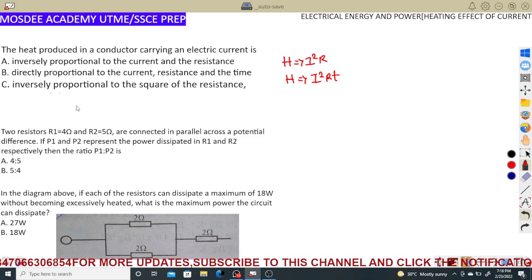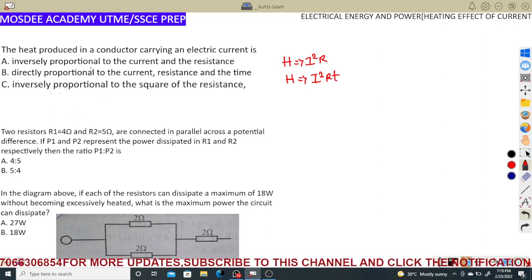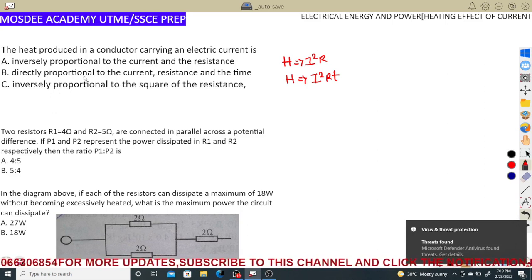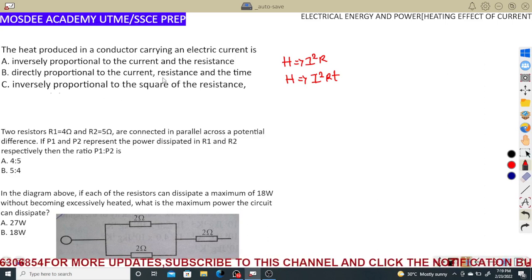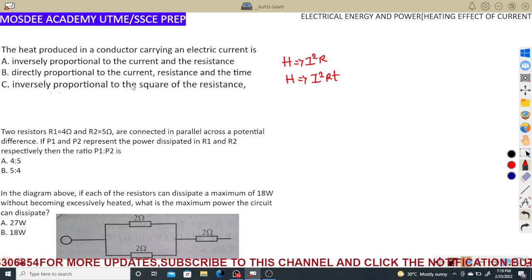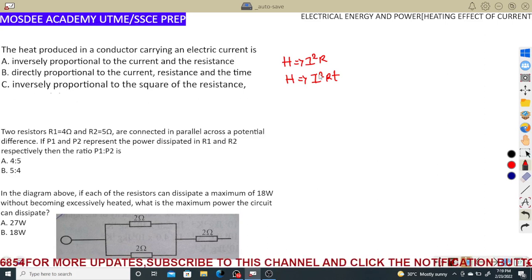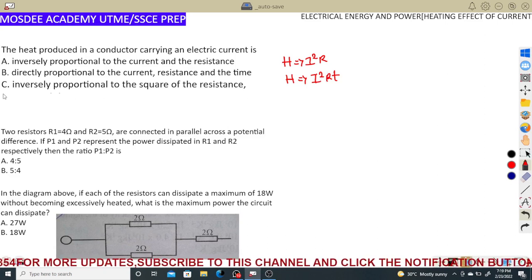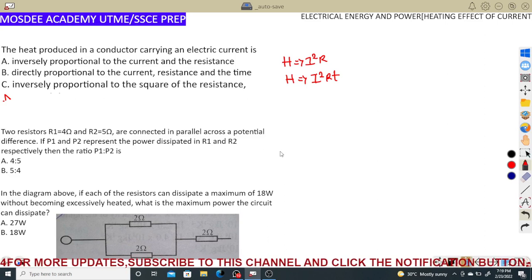I think something is cut away. The student that produced this slide did not put all the options. But notwithstanding, we can say inversely proportional to current is a lie. It is directly proportional to the square of current, resistance, and time. Maybe that's option D. Please note that it is the square of current. So none of these options is correct. I think it is the last option that they didn't put here. So we just hope it is D for this question. Let's move to the next one.